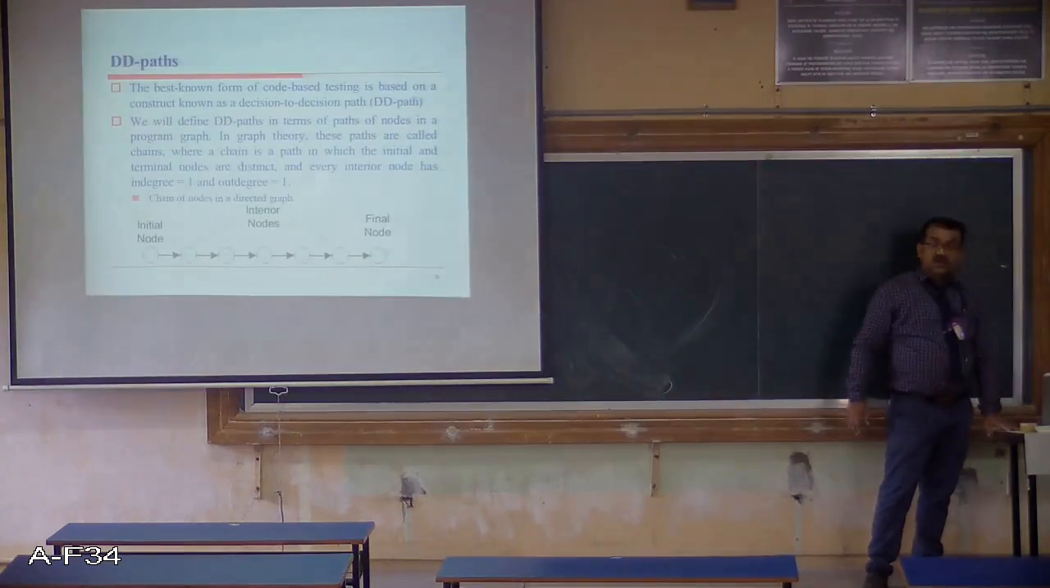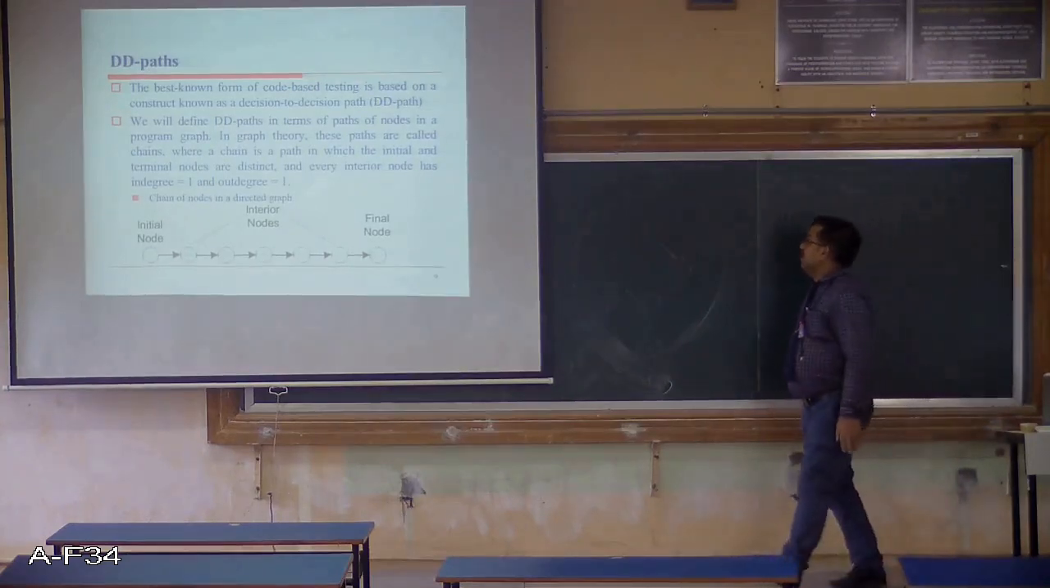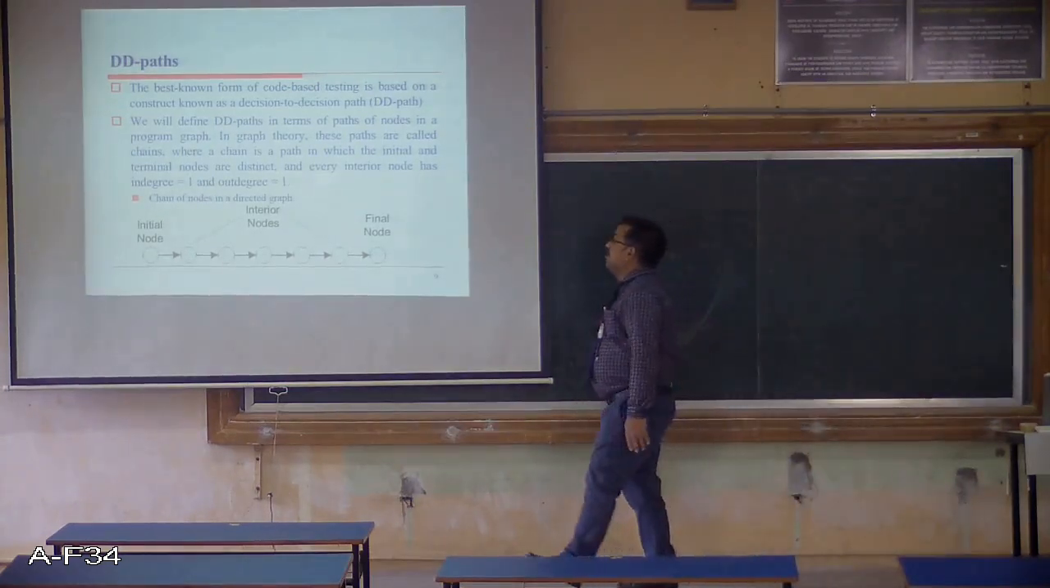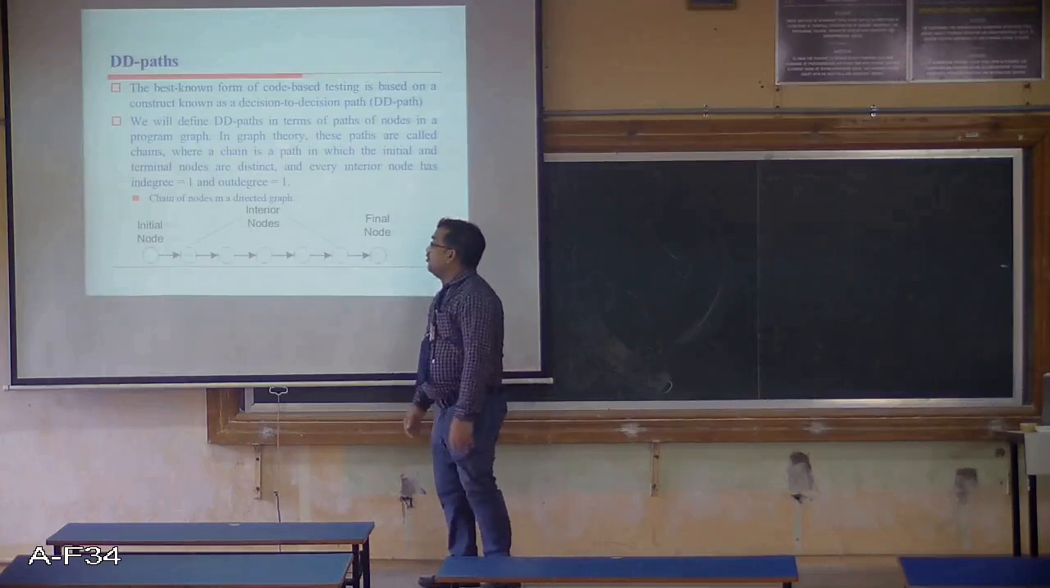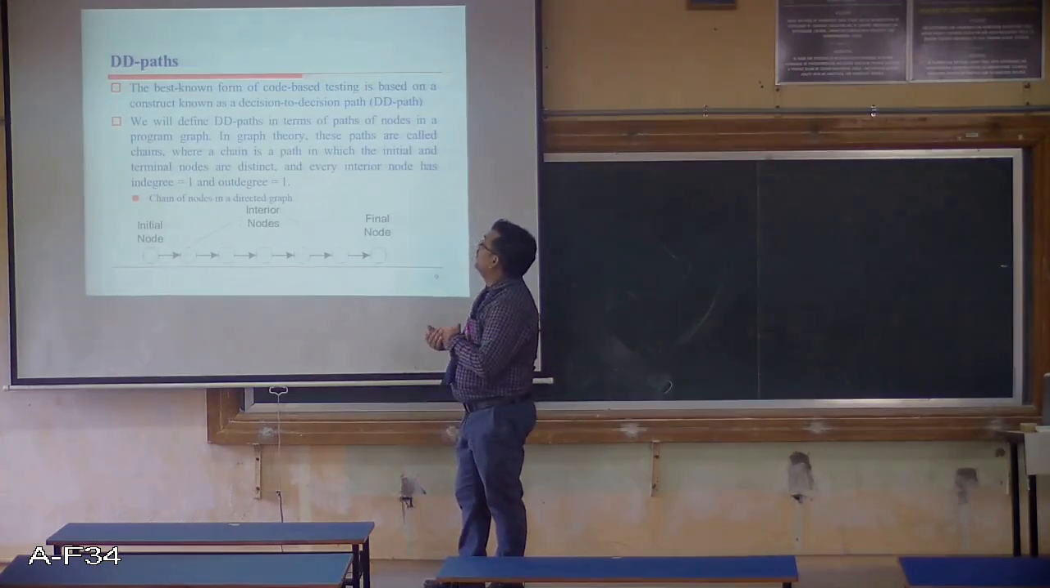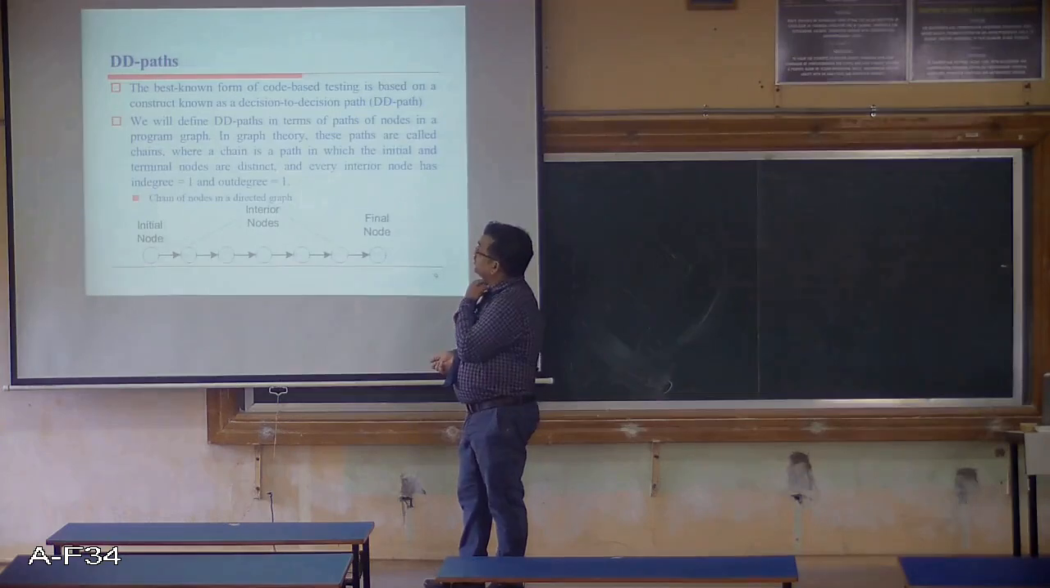Now, coming here is an improvement over that particular graph, which we may call a DD graph. Okay. So, what's a DD graph? The full form is decision to decision path. Okay. So, DD paths exist in the DD graph.